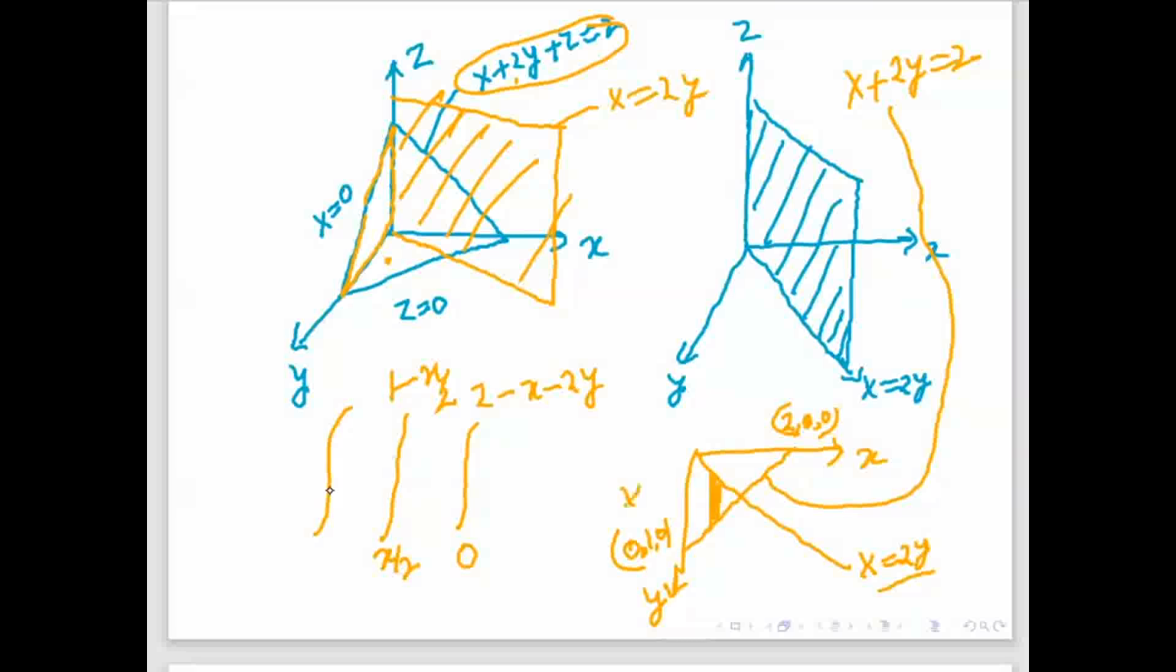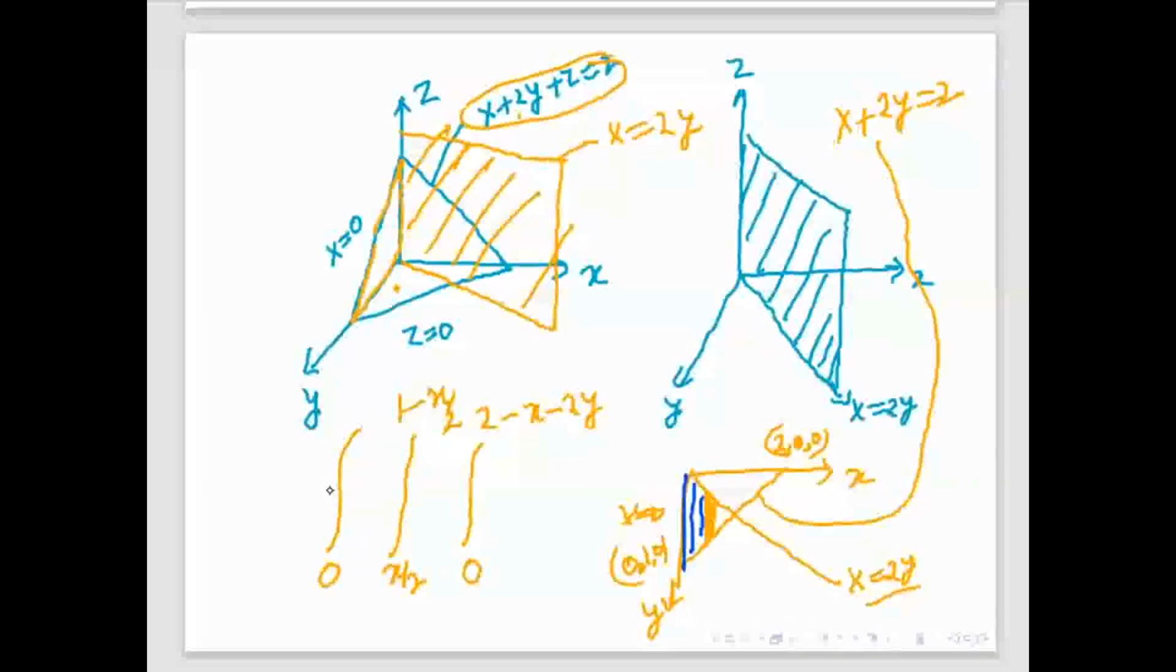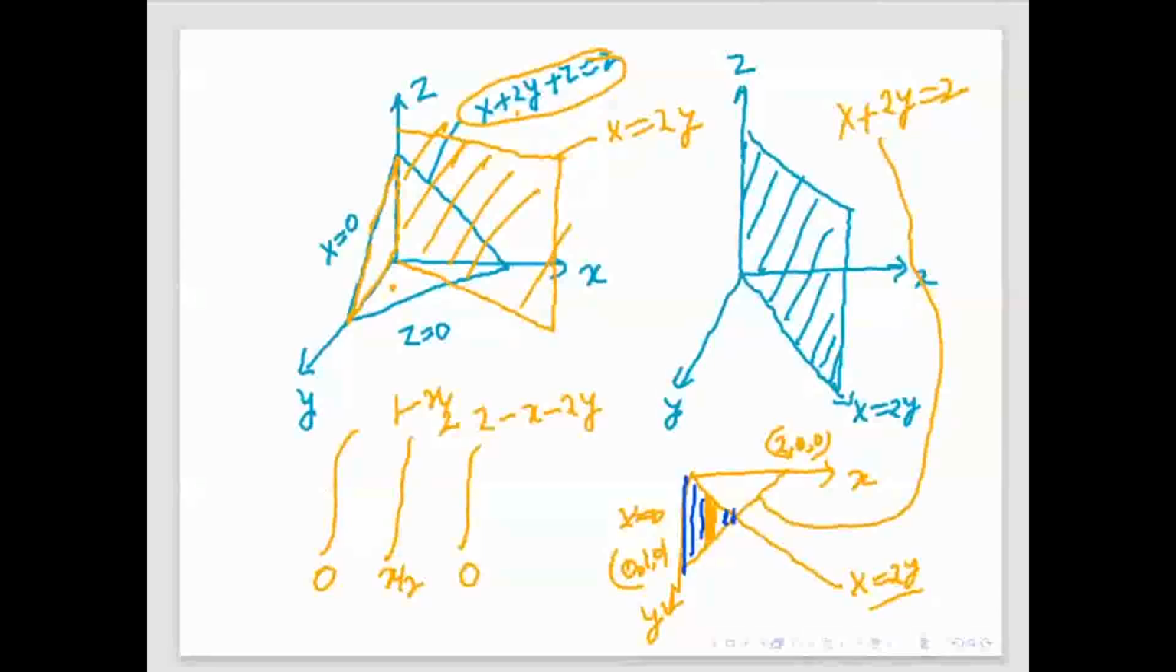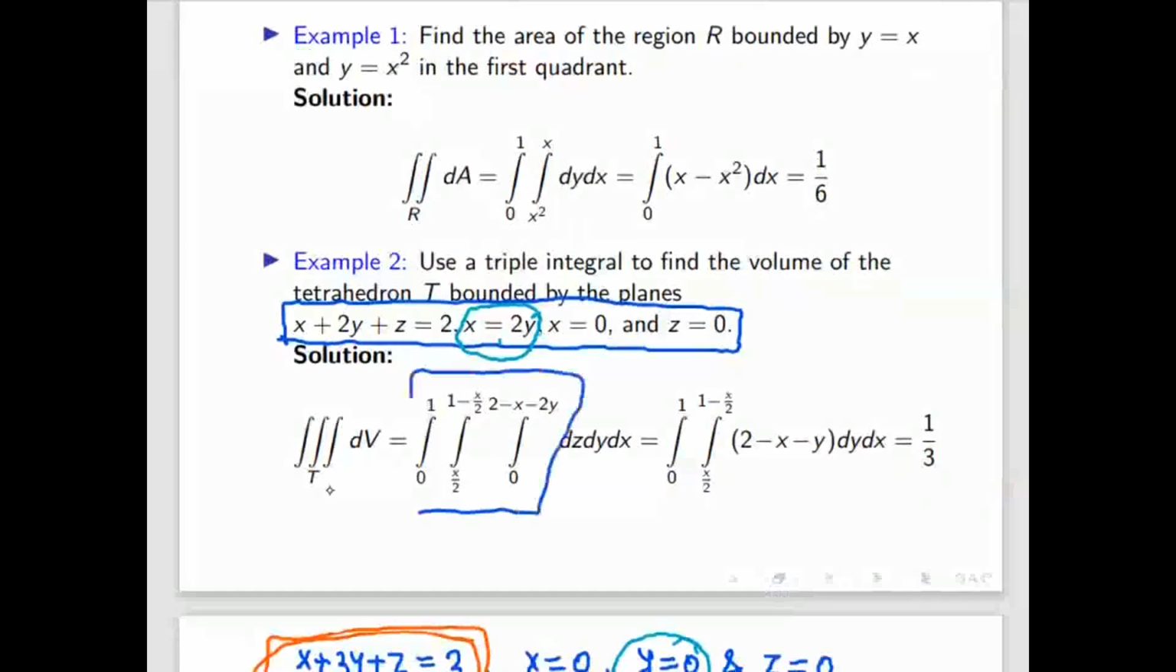So now what is the limit of x? It will start from x equal to 0, and it will go up to which point? x equal to 1. Yes. If you move this strip, it will go up to this point. This point is the intersection of this line and x equal to 2y, and that comes to 1. You can find the intersection point. If you integrate this, you will get the volume of this region bounded by all four planes. That is written here, the same limit.